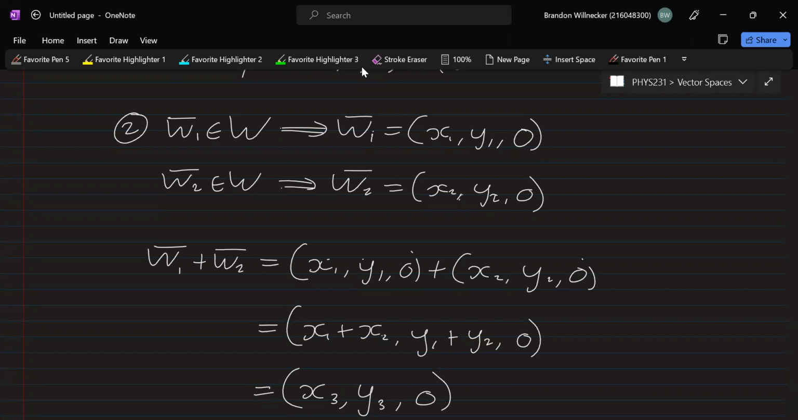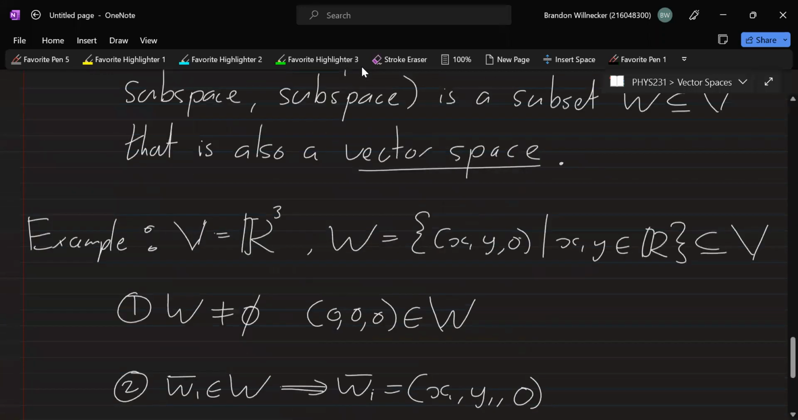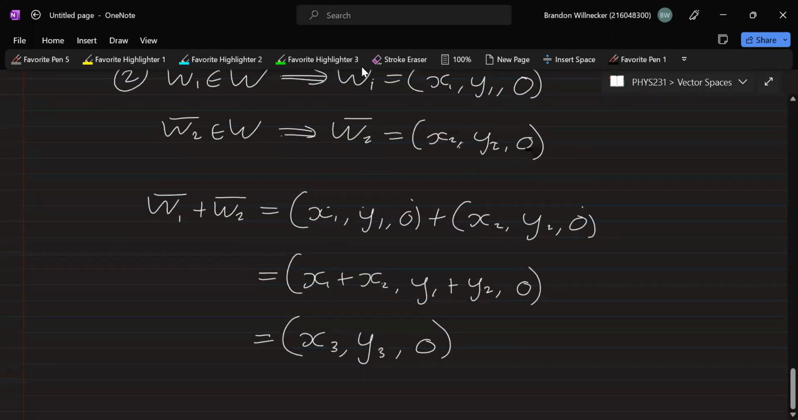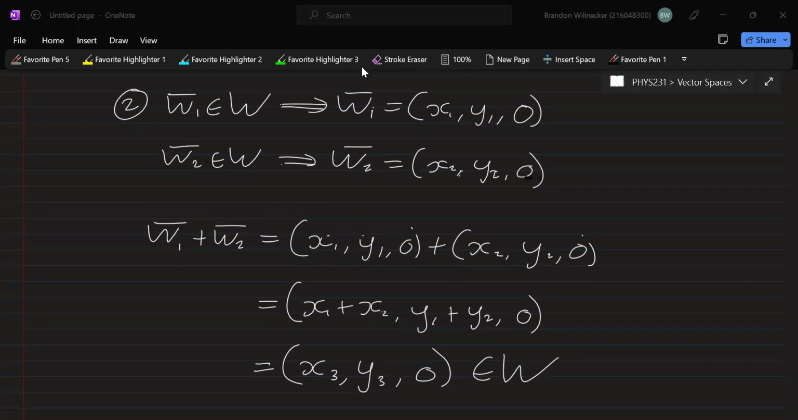But this element here, X3, Y3, 0, is precisely the form of an element in W. You've got a real number, another real number, and 0. That's exactly what we've got here. So this must be in W. And since we started with two arbitrary elements from W, we ended up with an element from W. That means it's closed under vector addition.